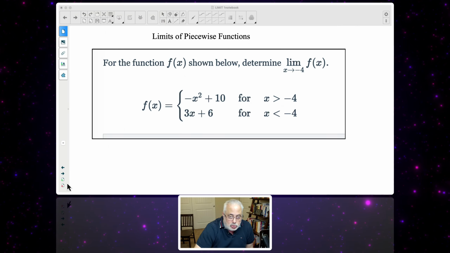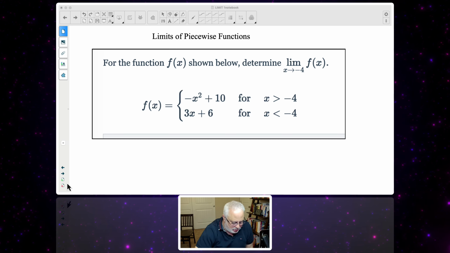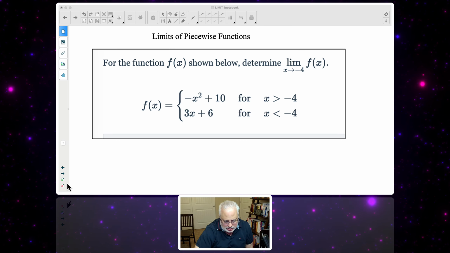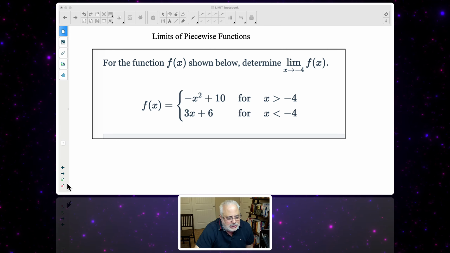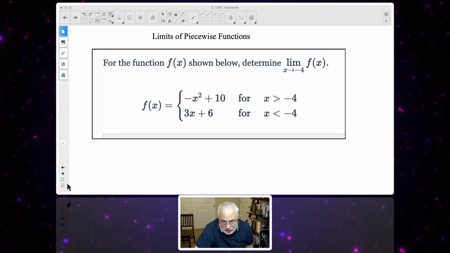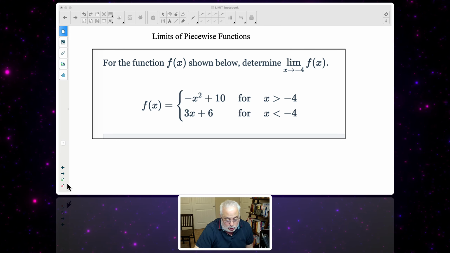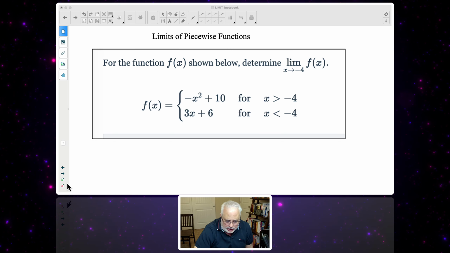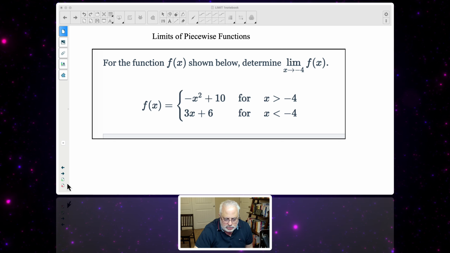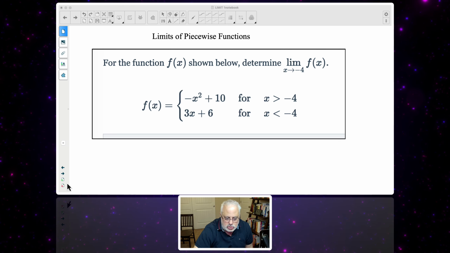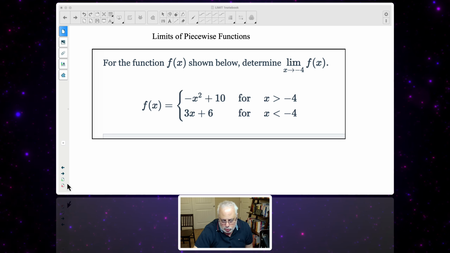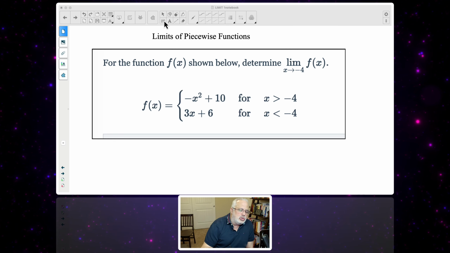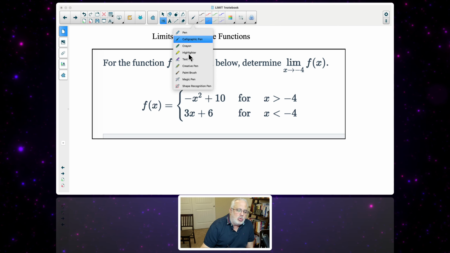Now let's move to algebra. We explored limit using graph, and now we're going to explore limit using algebra. This is another part of the topic that I want to go over in lecture 1. For the function f of x shown below, determine the limit of the function when x is approaching -4. This is what is called a piecewise function.